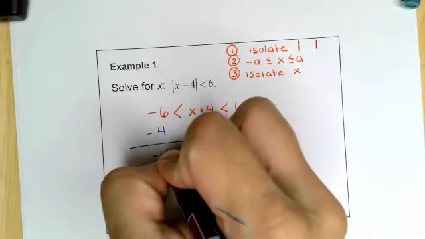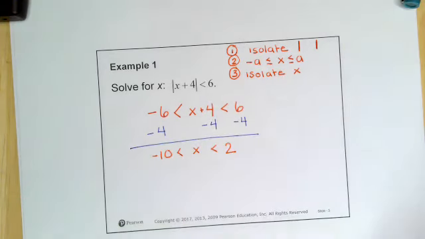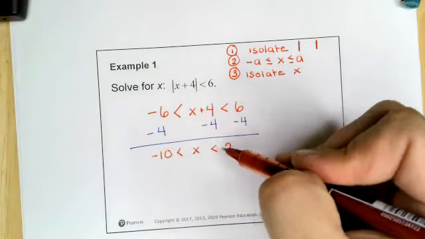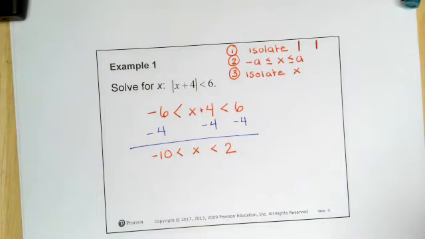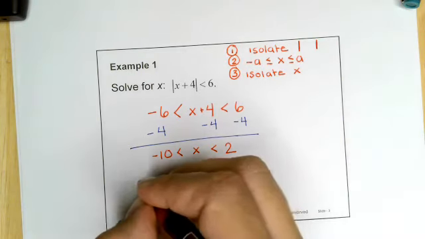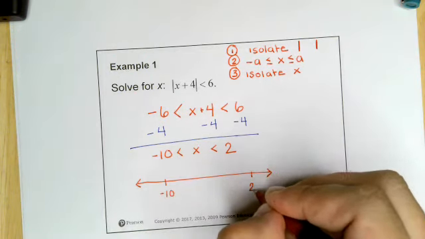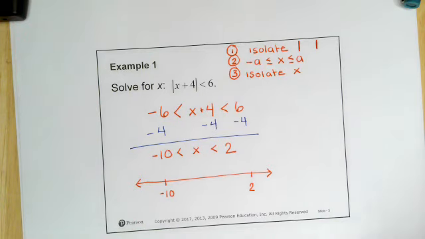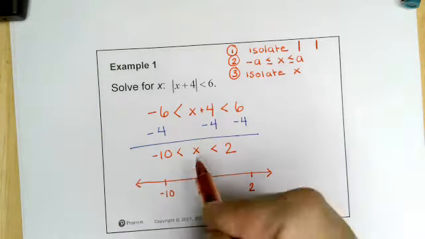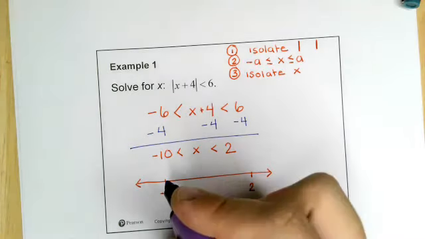-6 minus 4 is -10. X, and 2, right? So -10 is less than x, x is less than 2. Graph it. X is greater than -10, and x is less than 2.